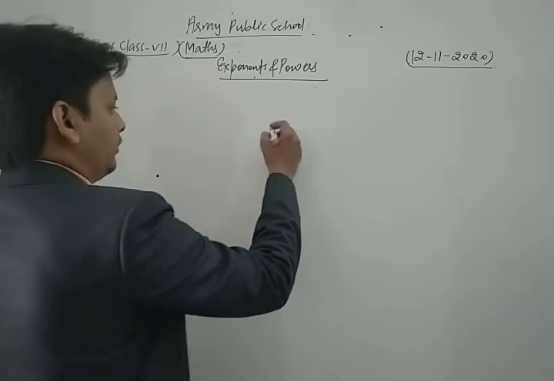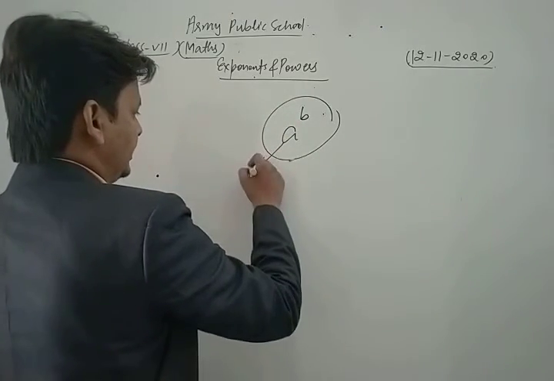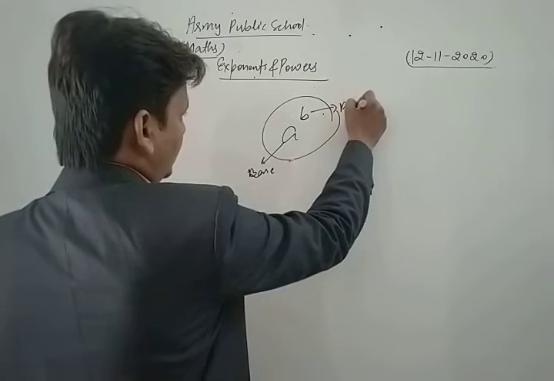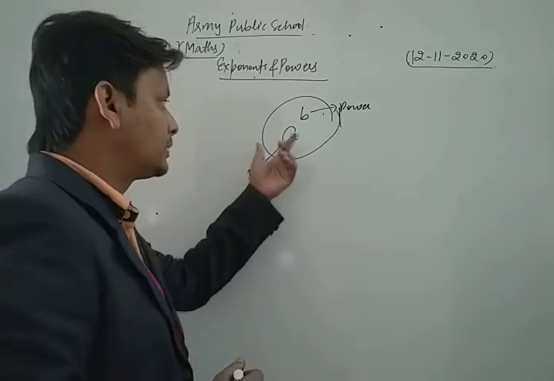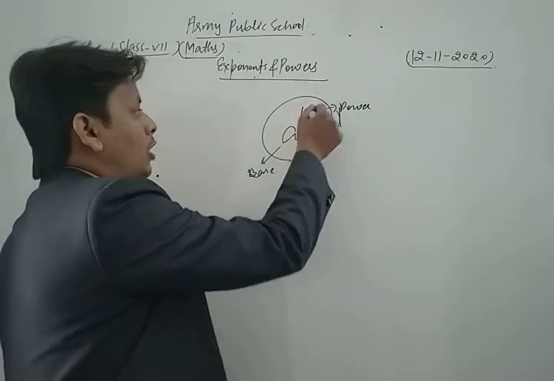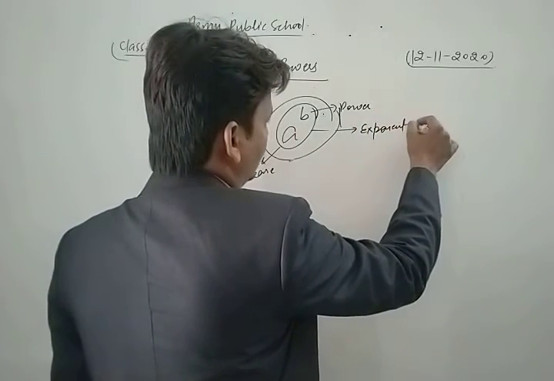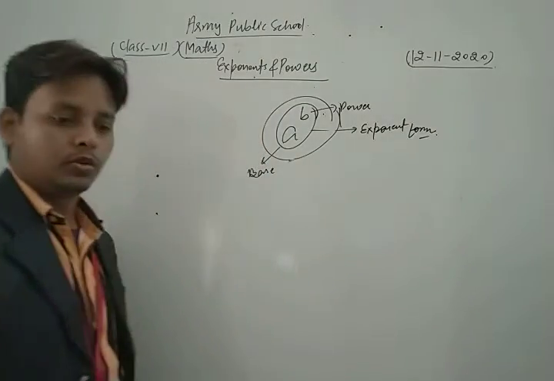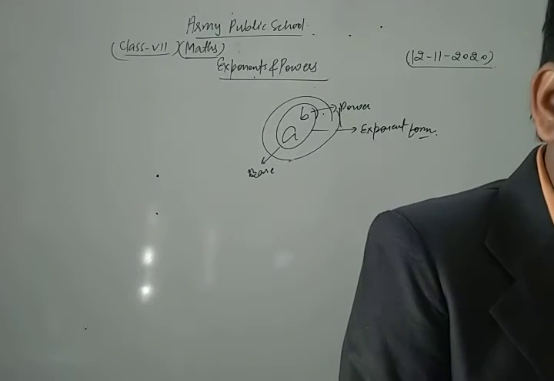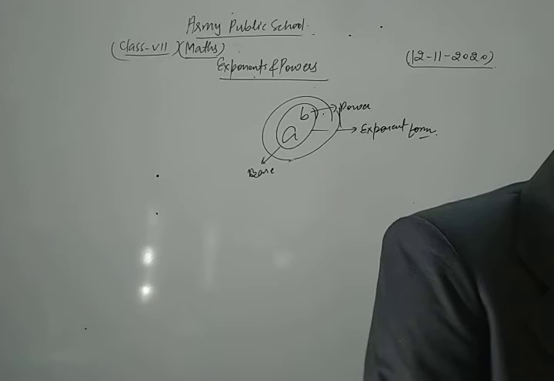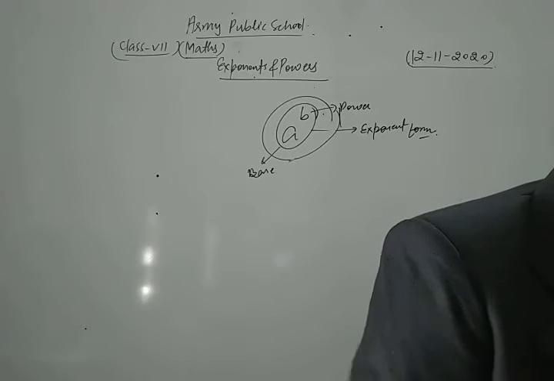Dear friends, any value written in the form of a to the power b, here a is called its base and b is called its power. The method of representing any number in the form of a to the power b is known as exponent form. So the representation of a number in this form is known as its exponent form.